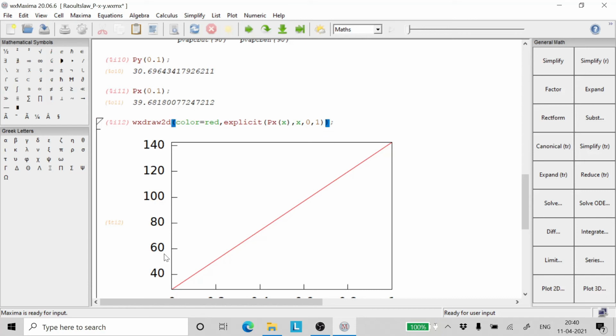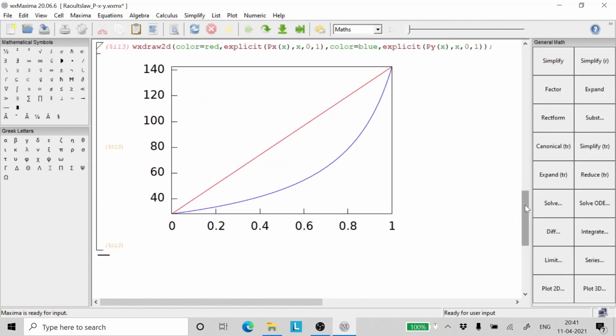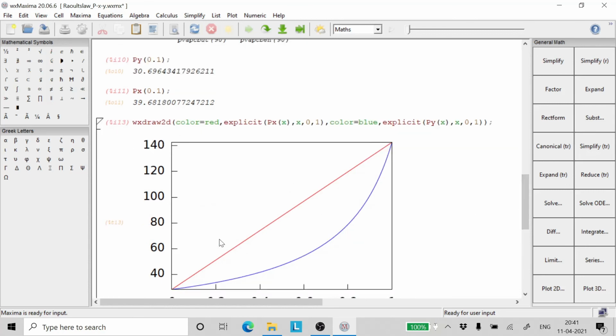Now, let's do the second plot. This is the Px plot. Now, let us draw the Py plot. So, let its color be blue, and there we are. So we have the Px and the Py plot. The Px curve is the red line and the Py plot is the blue line. Now, this is the plot we have.